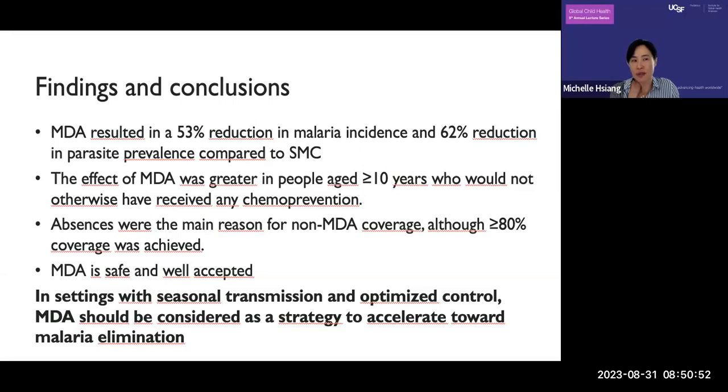You can come talk to me, or you can visit our website. It's Shrinking the Malaria Map. You can also find it within the IGHS website as well.